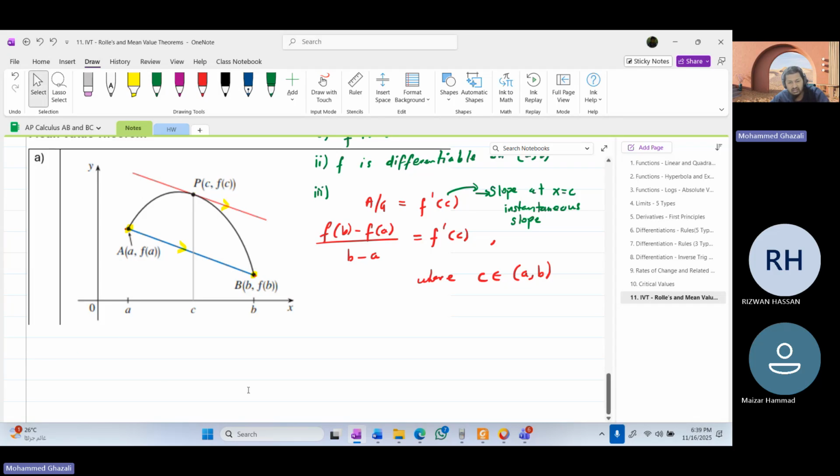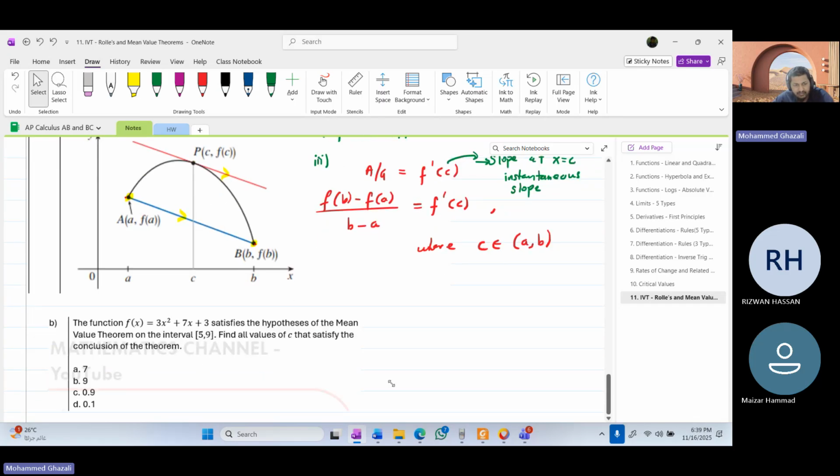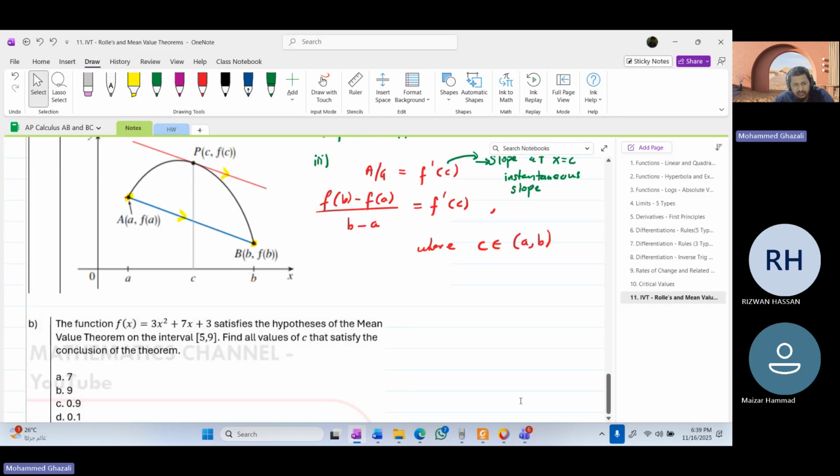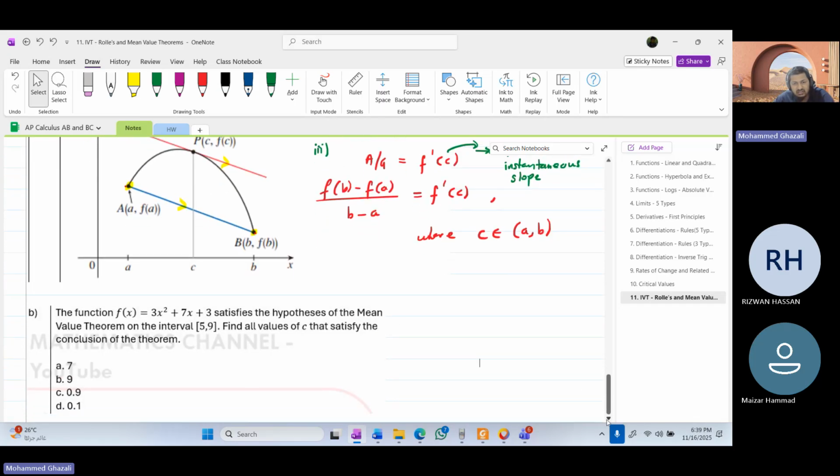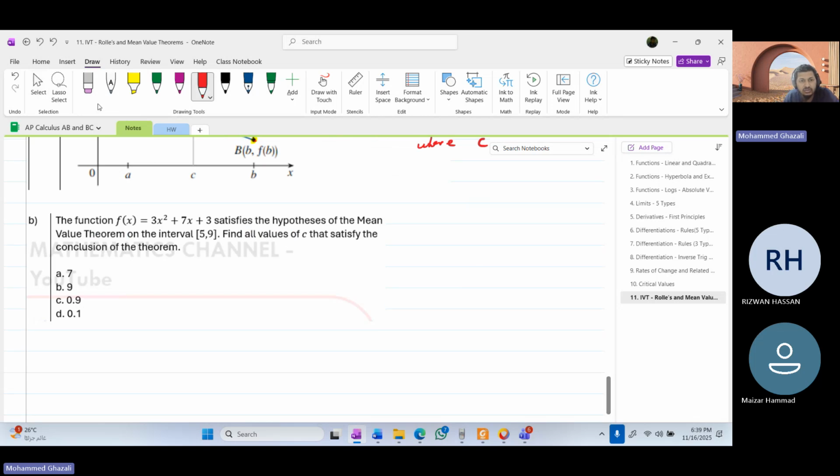So I'm going to paste it here. Look at this question. The function 3x squared plus 7x plus 3 satisfies the hypothesis of the mean value theorem. So they're telling you it satisfies the first two hypotheses on the interval 5 to 9, right? Find the values of c that satisfy the conclusion of the mean value theorem. What's the conclusion of the mean value theorem?